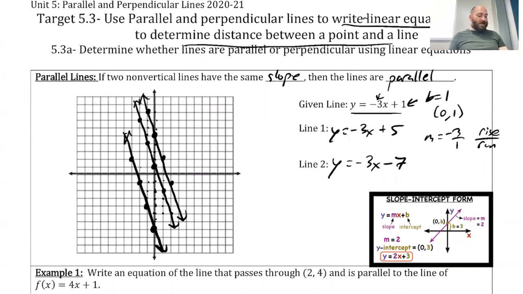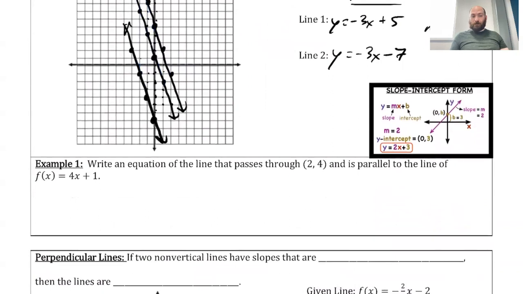So let's use that to help us write this equation. Write an equation of a line that passes through the point (2, 4) and is parallel to the line given as a function, f(x) equals 4x plus 1. Remember, parallel lines just have to have the same slope. So we're going to start with this: y equals 4x plus b for now.